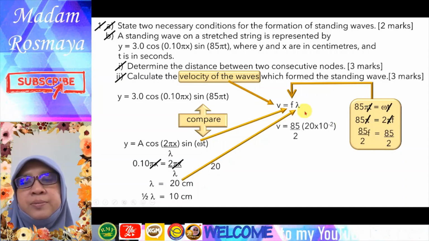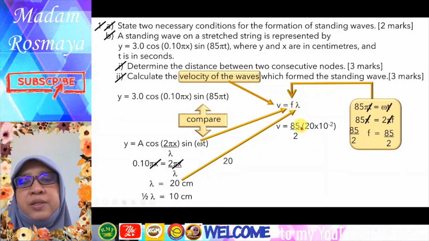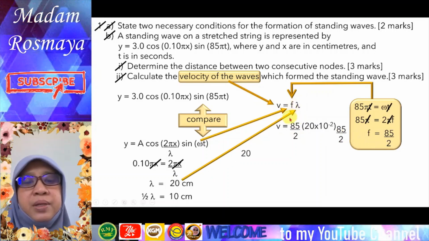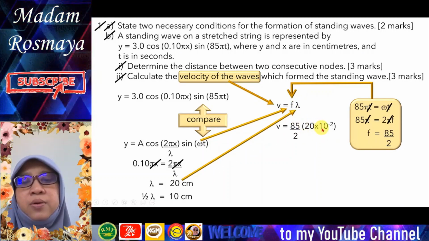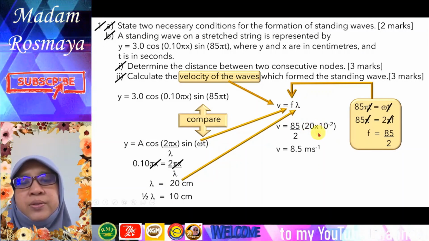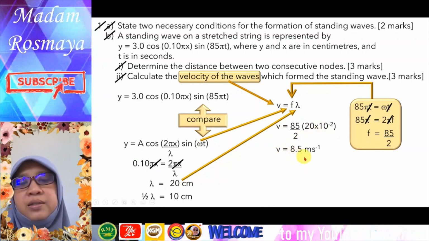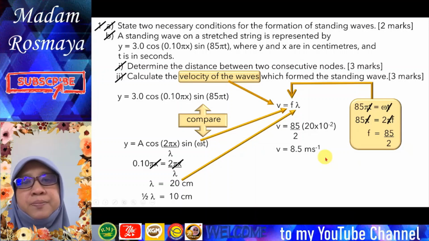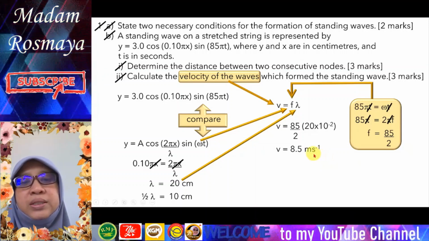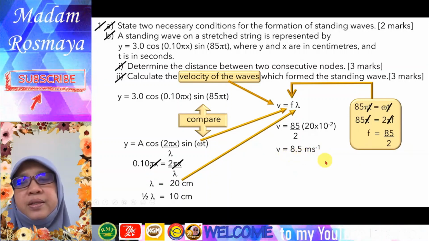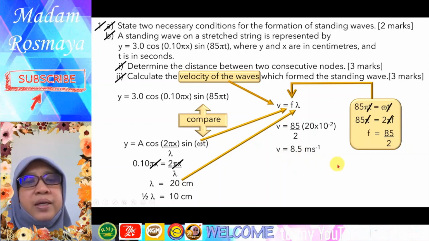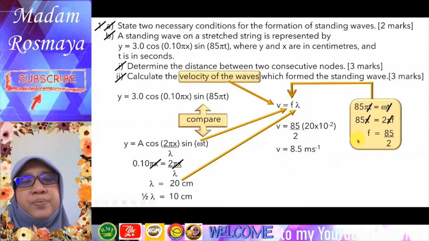So we substitute into this equation. f is 85 per 2 and lambda is 20 centimeters, so convert to meters. So we calculate, and we get v, the velocity of the waves, is 8.5 meters per second. Okay, so this is the answer, and you get 3 marks here.